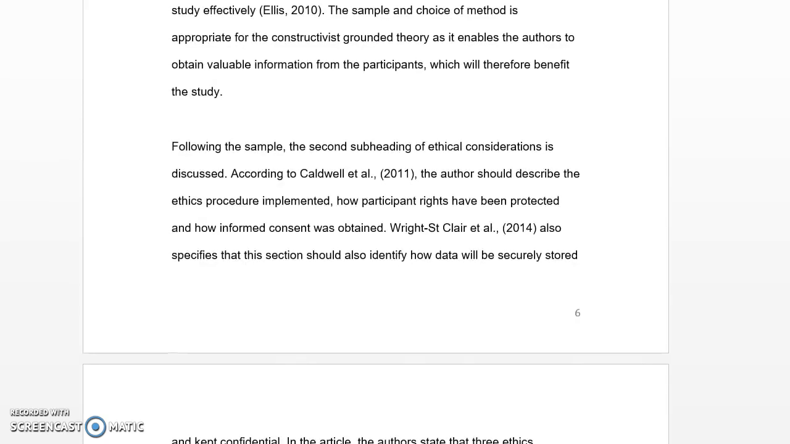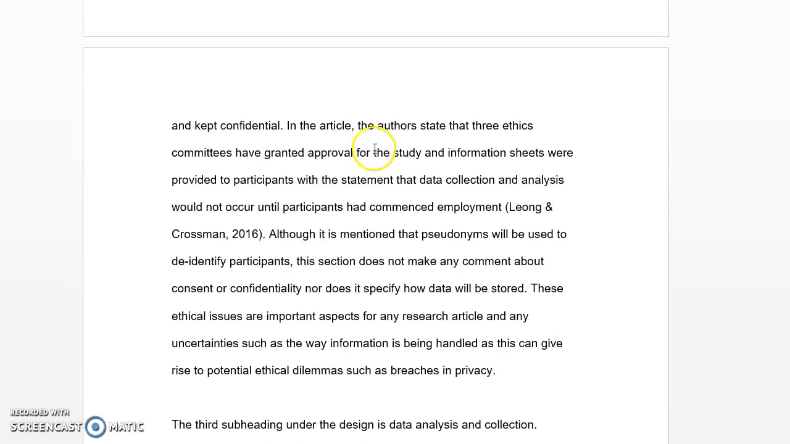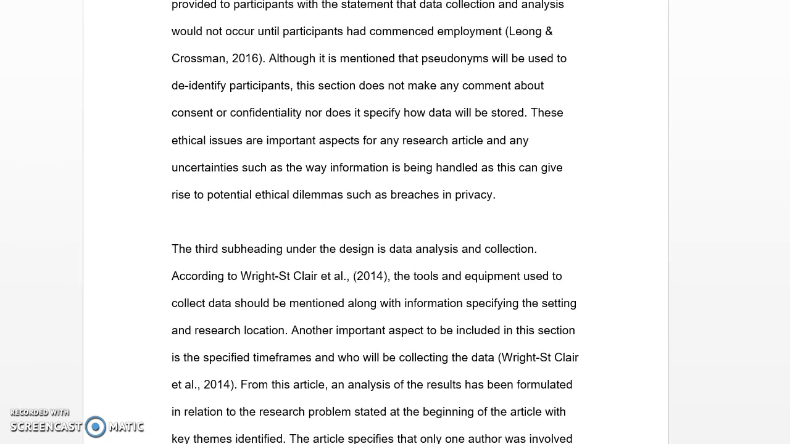Okay, so she goes on, talks about ethics and tells us what should be there. That's all there. And then tells us what is there. And then here she starts a critique. Although it is mentioned that the pseudonyms will be used to de-identify participants, this section does not make any comment about consent or confidentiality, nor does it specify how the data is stored. Lovely. Okay, they're the sort of things we're expecting to see, alrighty?